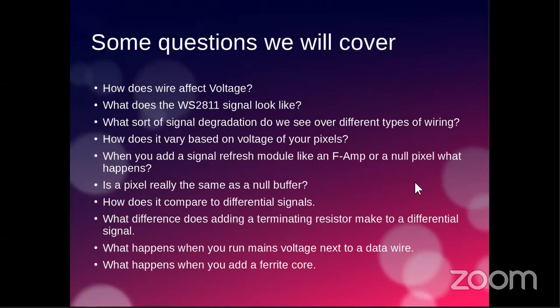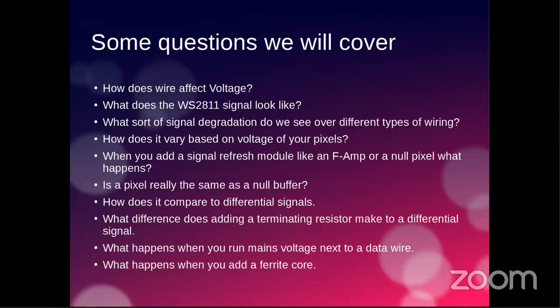Some of the things we're going to go over: wire and its effect on voltage. We're going to look at what the 2811 signal actually looks like and what sort of degradation we get over different types of wiring. We're going to connect it over a number of different pieces of wire. We're going to look at how it varies based on voltage of your pixels. So we are going to actually answer the question of what's the difference between 12 and 5 volt pixels when it comes to things like this.